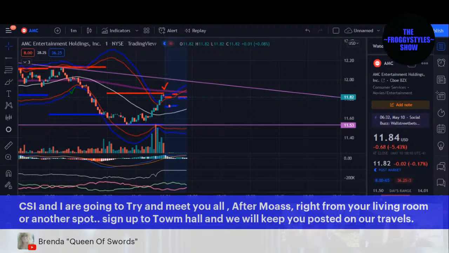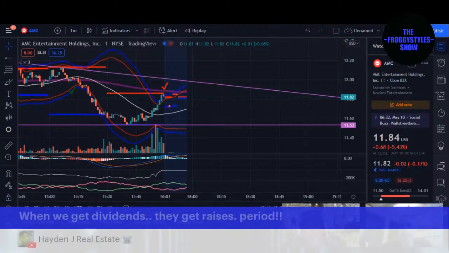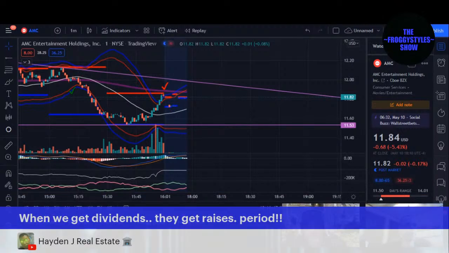Brenda Queen of Swords says, CSI and I are trying to meet all of you after the MOAS, right from your living room and other spot. Sign up for town hall. We'll keep you posted on our travels. It would be nice to meet everybody after the squeeze. That would be for sure. At least we should keep the community together and stay in touch. I'll be down in Florida on a boat. You guys can come down there anytime you want.